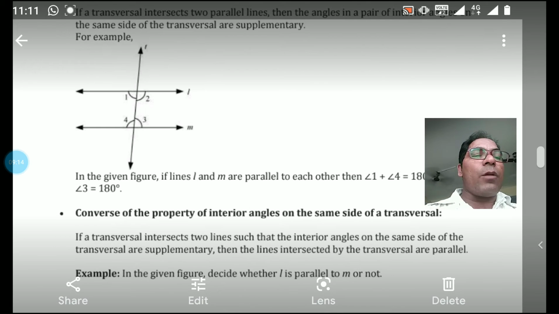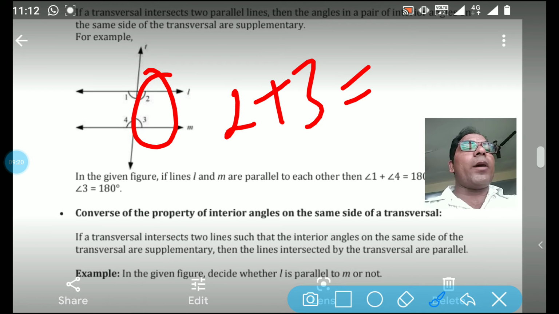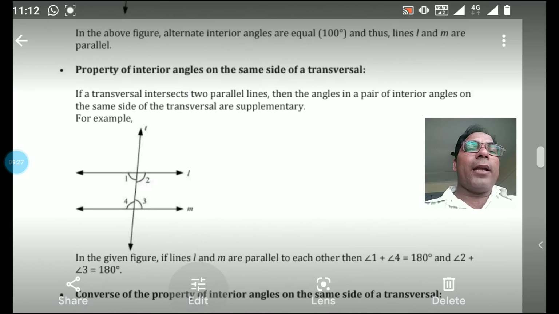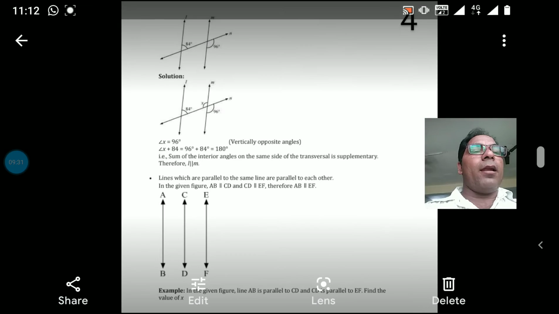And now what is the converse? Just now I explained. If the sum of these interior angles, 2 and 3, is 180 degrees, interior angles on the same side, then the lines will be parallel. So this is the converse of this one. Hope you are understanding these points. Please keep them in mind, and you can learn these points again and again.